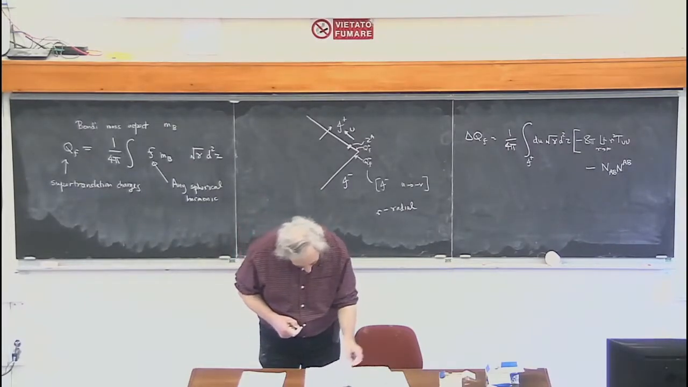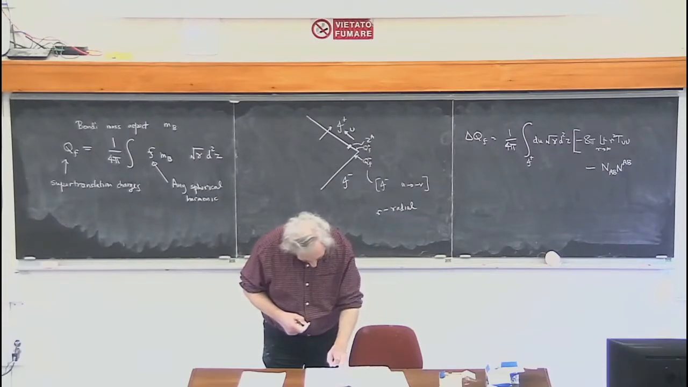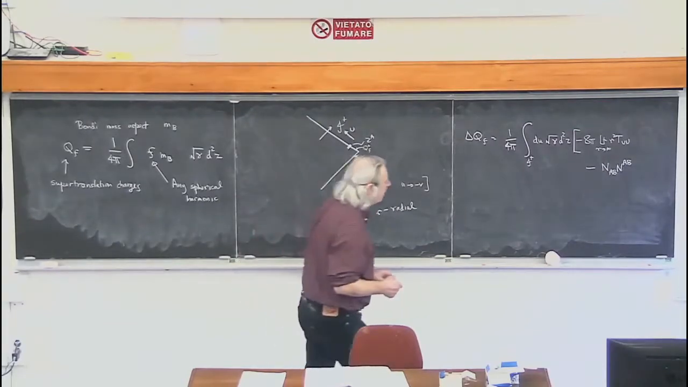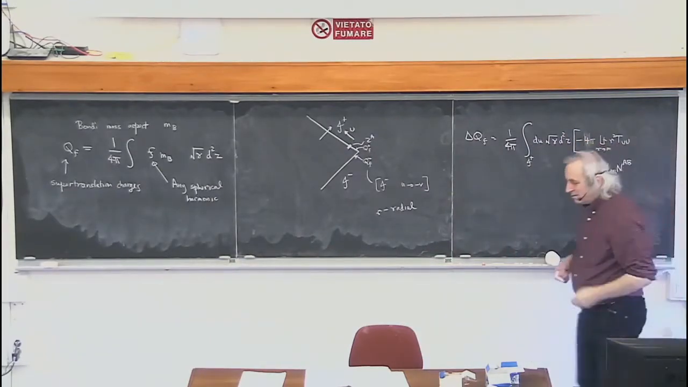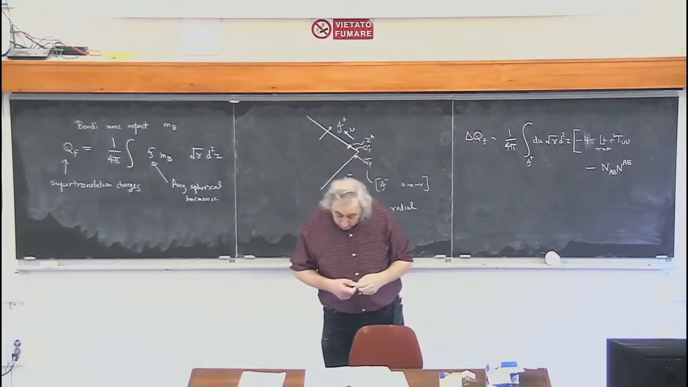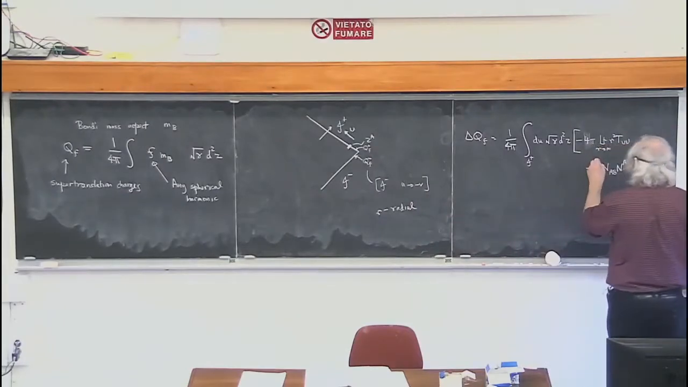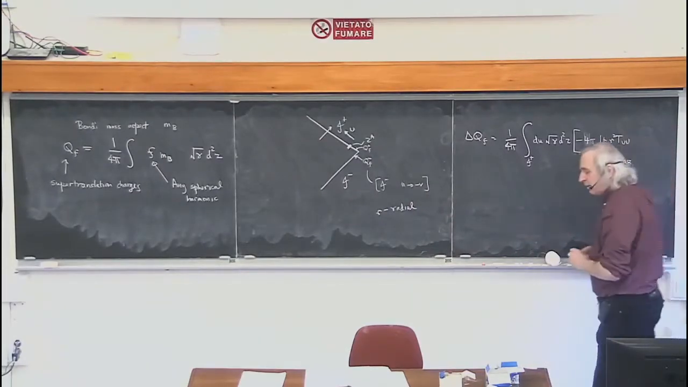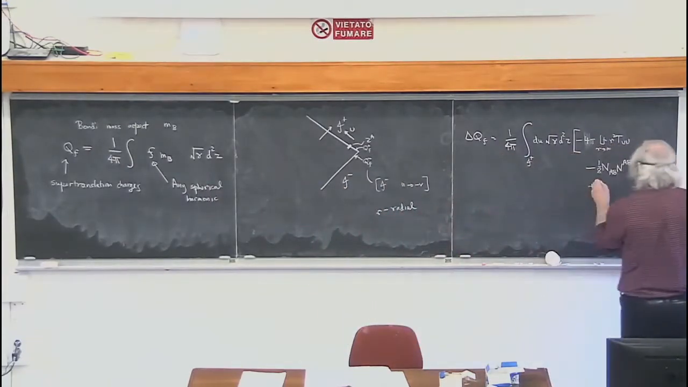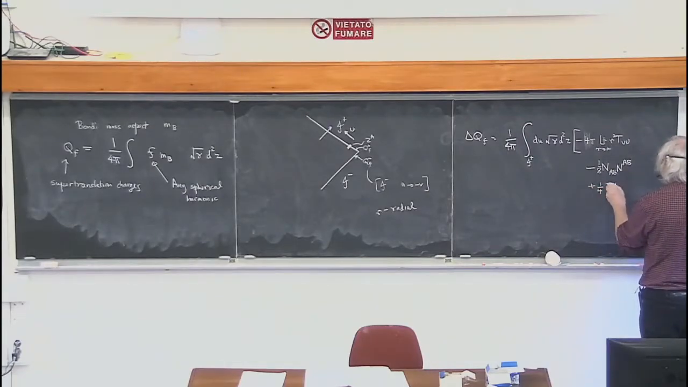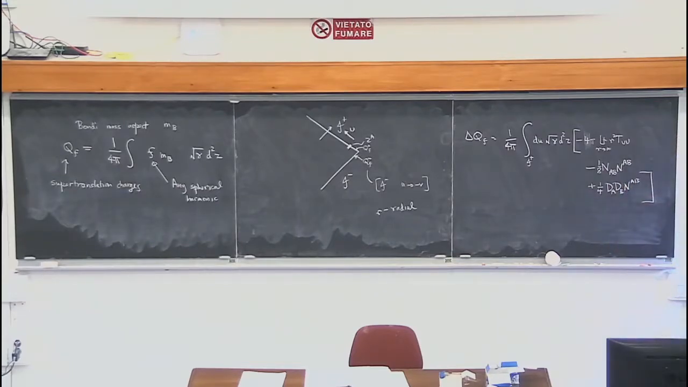And it shouldn't be 8 pi, it should be 4 pi. And then there's a minus N_AB N^AB, and that comes with a factor of 1/8. And then there is plus 1/4 of D_A D_B N^AB. And we're missing an F. Good, that's the right formula.